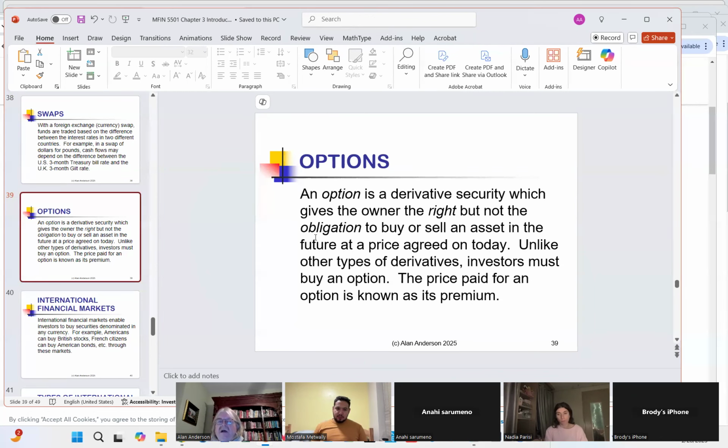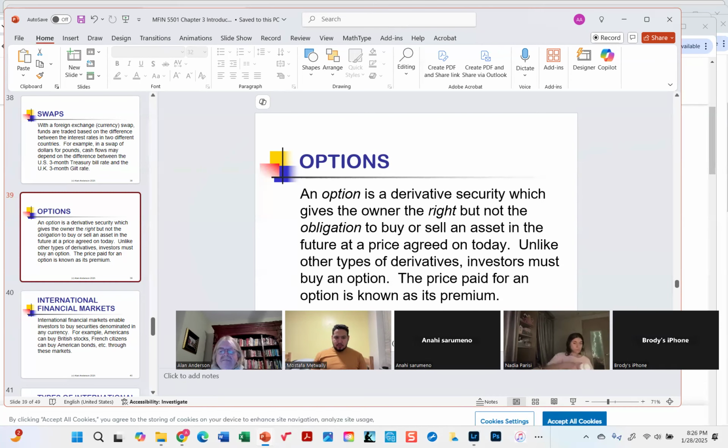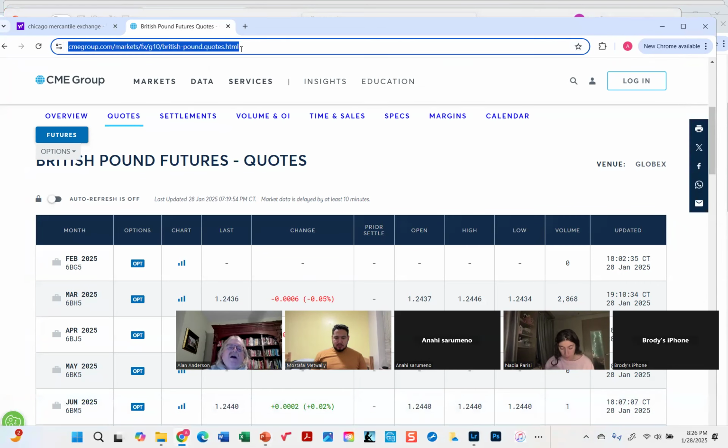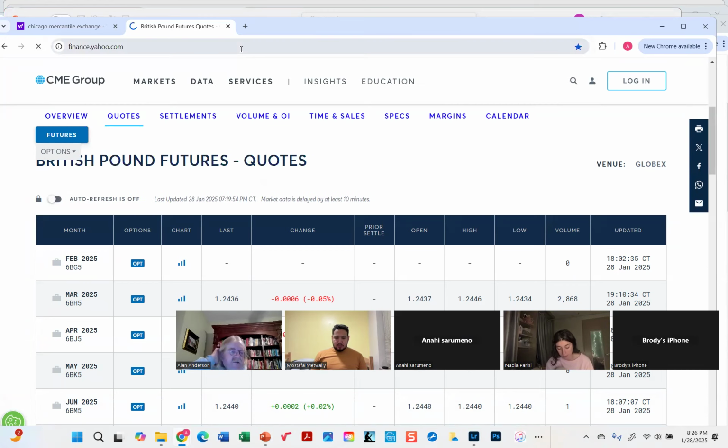But having said that, this is the most powerful and flexible hedging security available in the marketplace because of the ability to change your mind and walk away from the whole thing. Now, by the way, if you want to see the only example I can find on the internet of options, go to this website called finance.yahoo.com.